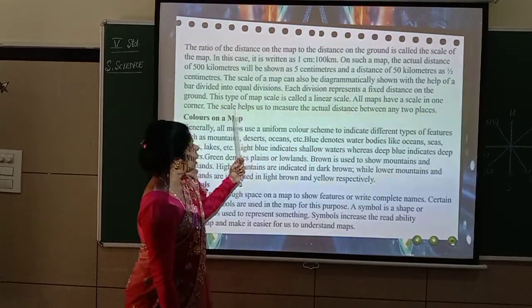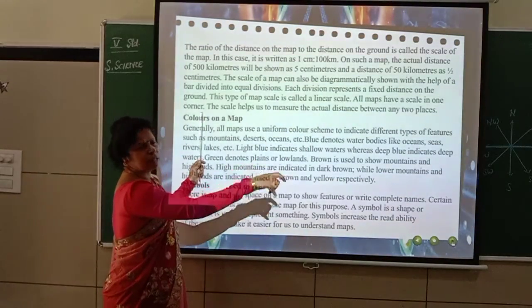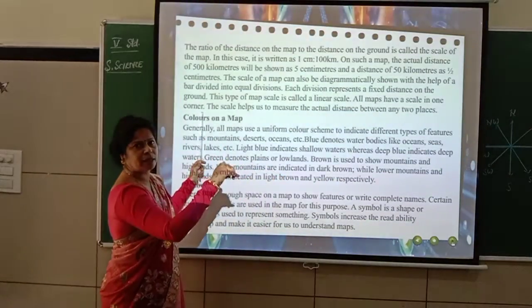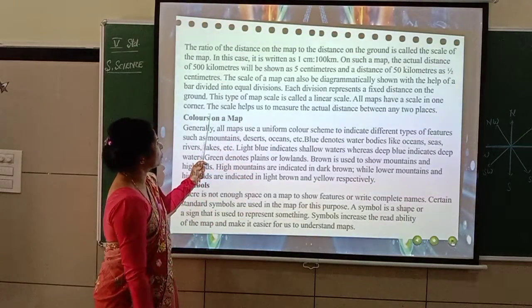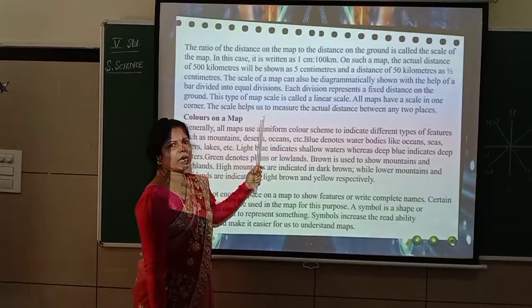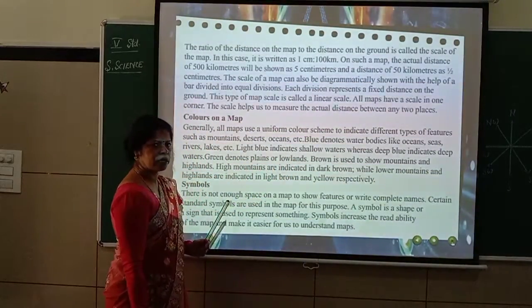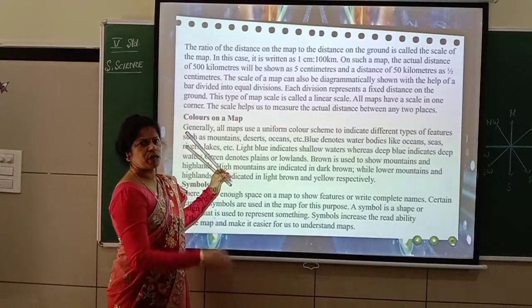All maps have a scale in one corner. Every map, any map you take, at one corner there will be a scale. That means 100 km is shown as 1 centimeter, like that. The scale helps us to measure the actual distance between any two places. If you want to measure the distance between any two places, you can see the scale and the ratio is given to that.